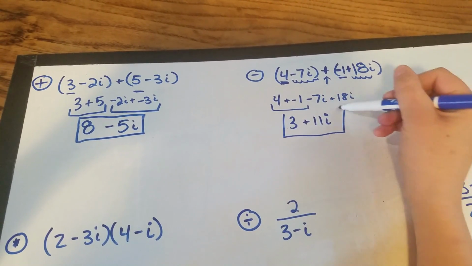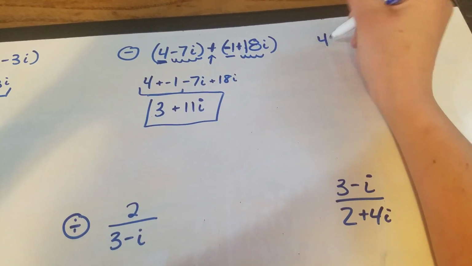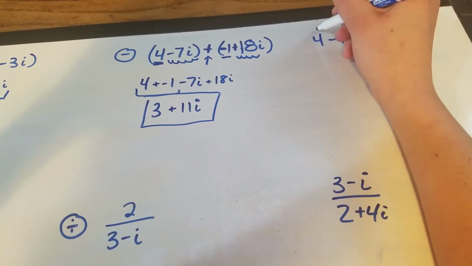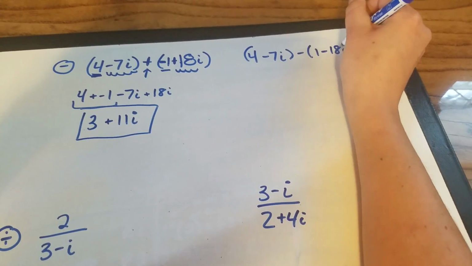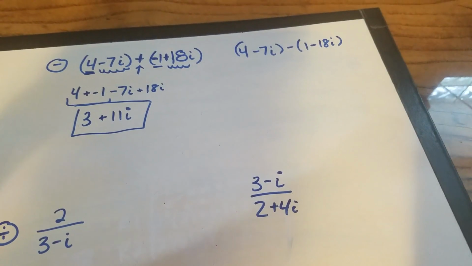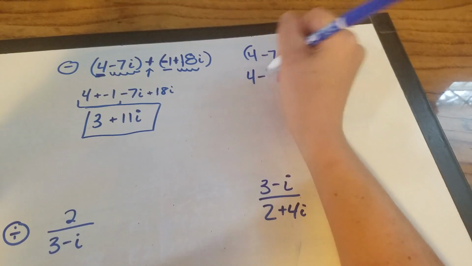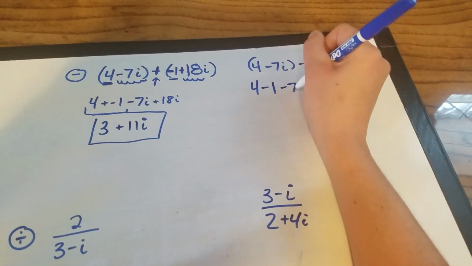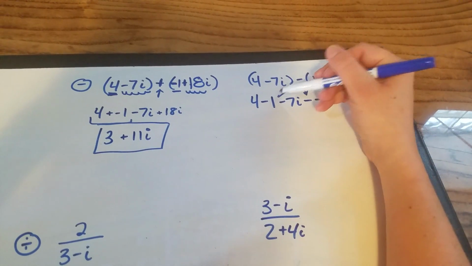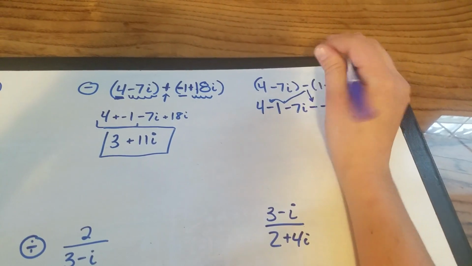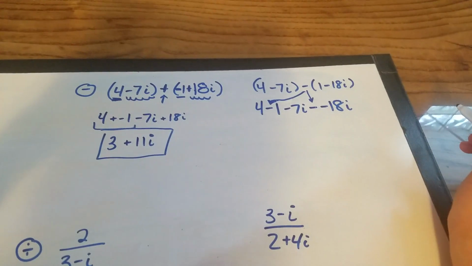Okay, the only other way to deal with that is actually to subtract your terms instead of switching it to a positive. So I'm just going to rewrite the original problem. So 4 minus 7i minus 1 minus 18i. Okay, so we would go and we would do 4 minus 1, negative 7i minus negative 18i. So again, that negative sign has to go in between our like terms from one parenthesis to the other.